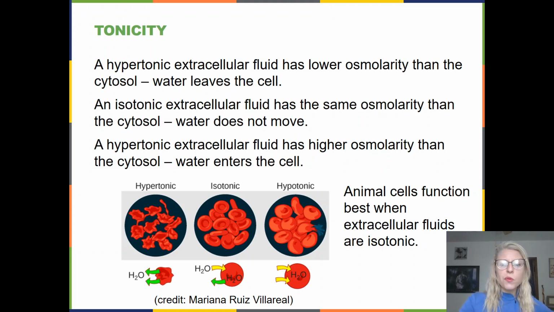Tonicity. Okay, so we've talked a little bit about isotonic, hypotonic, and hypertonic solutions, but a hypertonic solution, hyper is above, has lower osmolarity than the cytosol. So water is going to leave the cell. Okay, hypertonic, there's more water outside the cell. So the water is going to leave the cells to go outside. In an isotonic solution, there is equal amounts of water or osmolarity inside and outside of the cell, so water doesn't move.